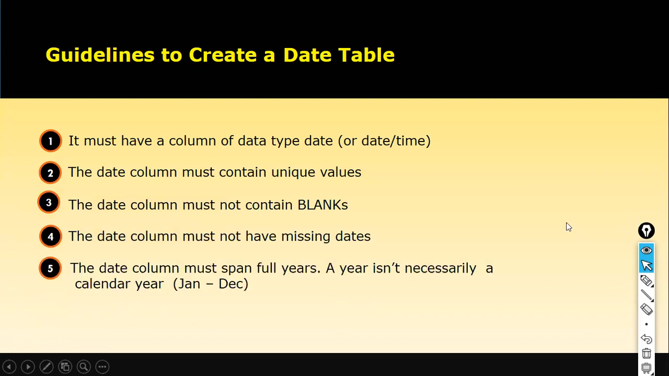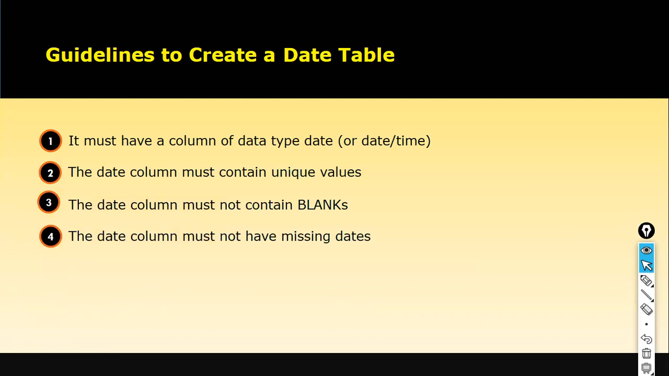And it should be sequential. You should store the dates sequentially. In between, there should not be any gap. In case of holidays, if you don't do any business on specific days, still the date table should capture all the dates, right from the day you started your business to the latest date. Whatever the dates are, you need to store them sequentially.